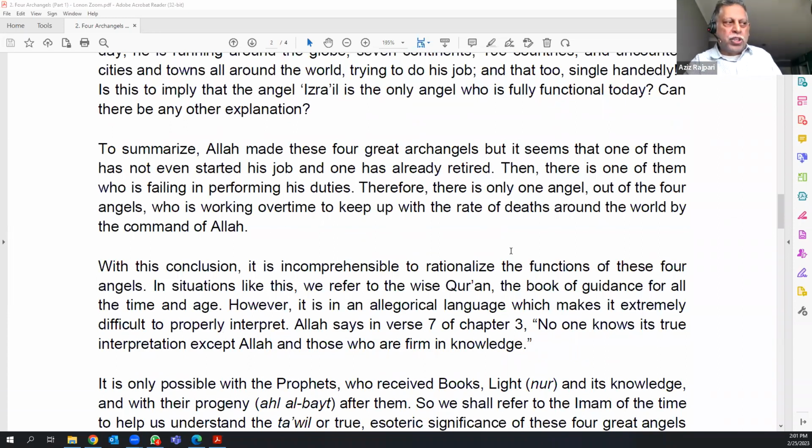With this conclusion, it is incomprehensible to rationalize the function of these 4 angels. अगर ये हमारा रिजल्ट था, एंड रिजल्ट, तो हमारे लिए समझना मुश्किल है.